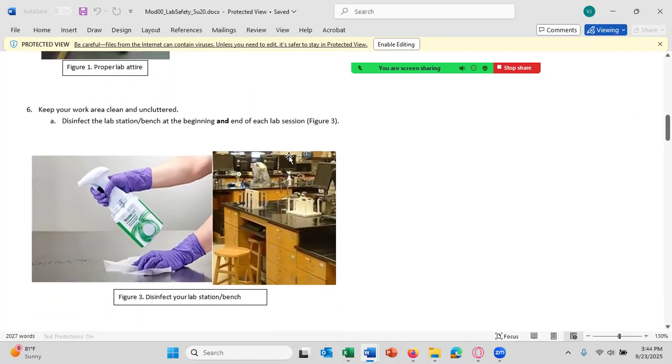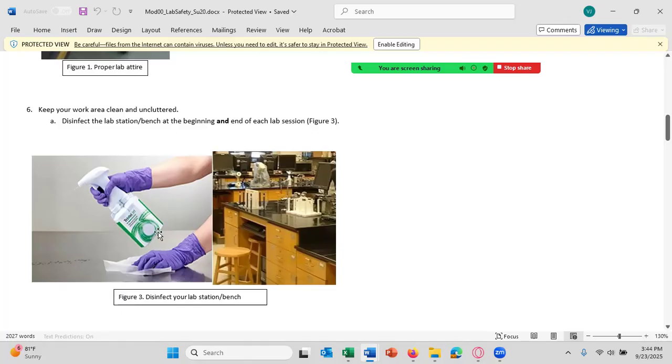You should keep your area clean and uncluttered. You should disinfect the lab area, your bench, your station where you work. This is actually a picture of our lab. Before you begin work with the microorganisms and after you're done working with them, before you leave for the day, you should disinfect the area. Any questions about any of that?